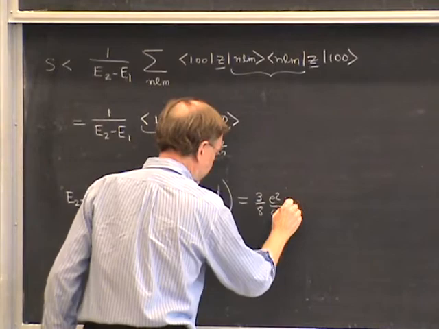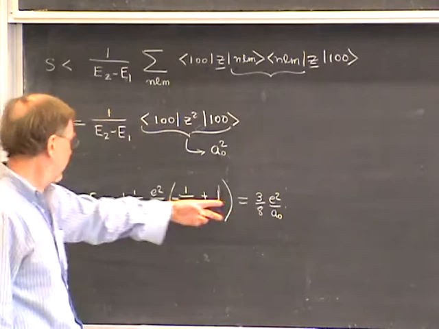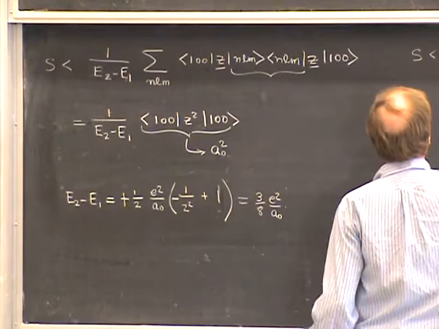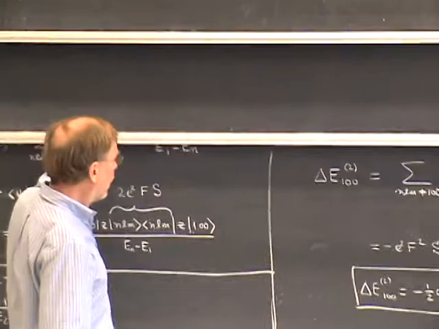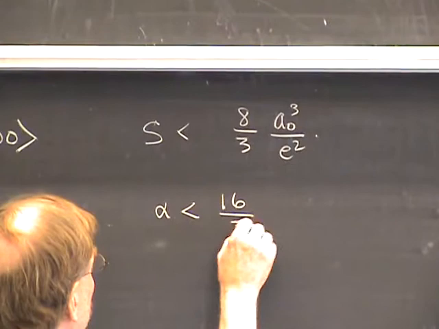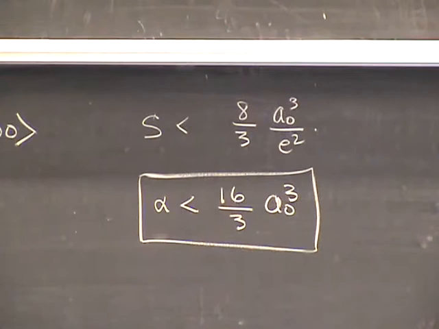And so plugging this in with the a naught squared here, and taking the reciprocal, what we find is that our sum is less than 8 thirds times a naught cubed divided by e squared. And so it's an upper bound on this sum S. And if we look at our polarizability, which is 2e squared times S, it gives us an upper bound of the polarizability. We find that alpha is less than 16 thirds a naught cubed, which is a rather simple result to obtain for the polarizability of the ground state of hydrogen.